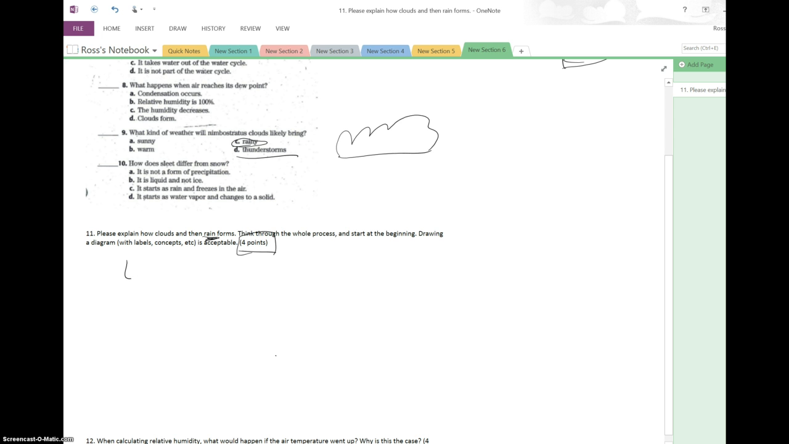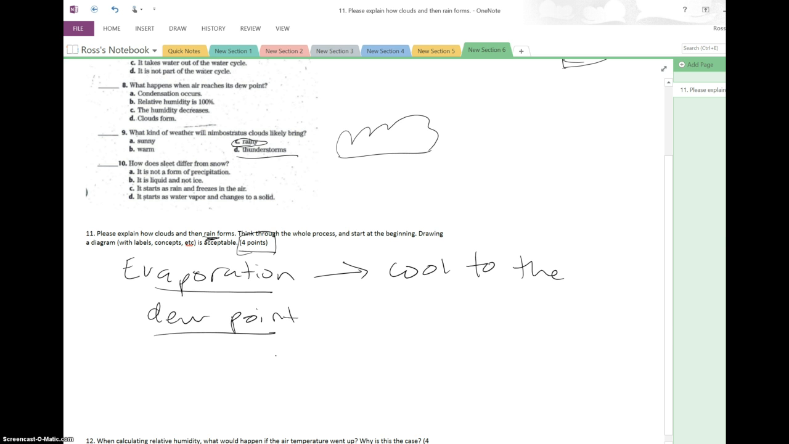That would be starting with evaporation, right? The water needs to evaporate from the ground and get into the air for clouds to form. Then, once it's evaporated, that air containing the water can cool to the dew point. When it cools to the dew point, it becomes 100% saturated. You could use either of those two words to get the point. 100% saturated.